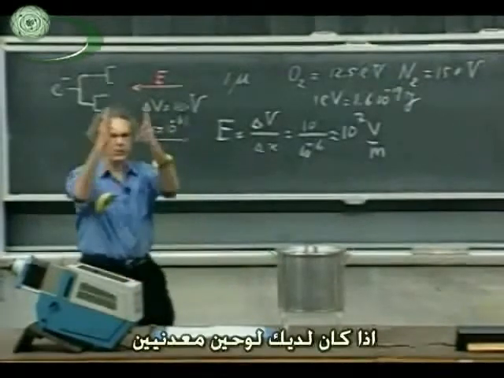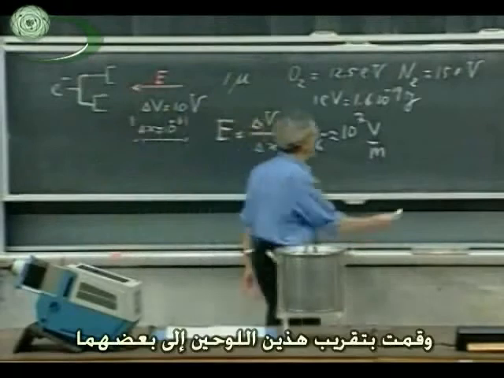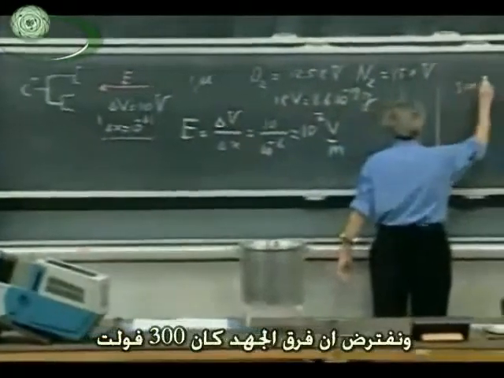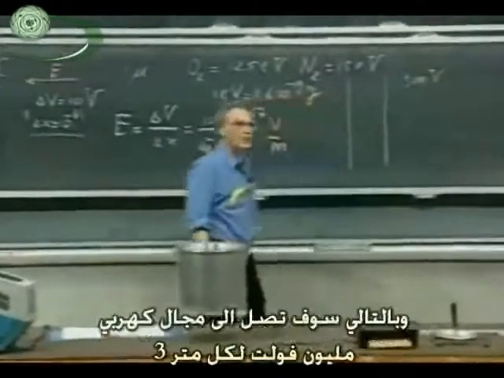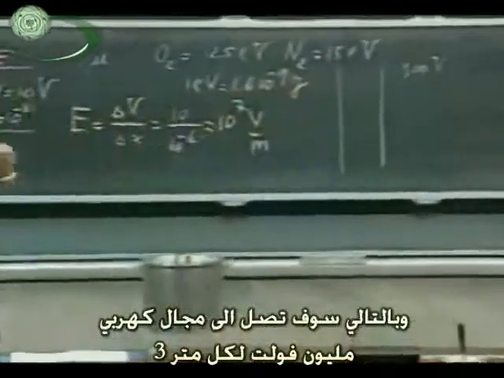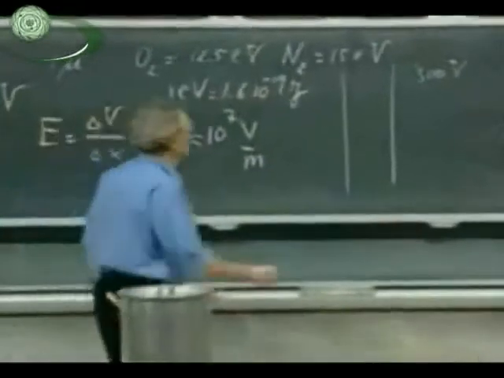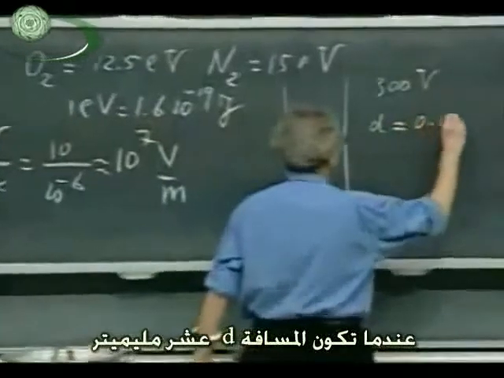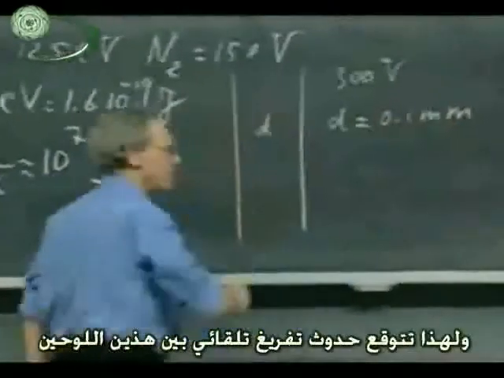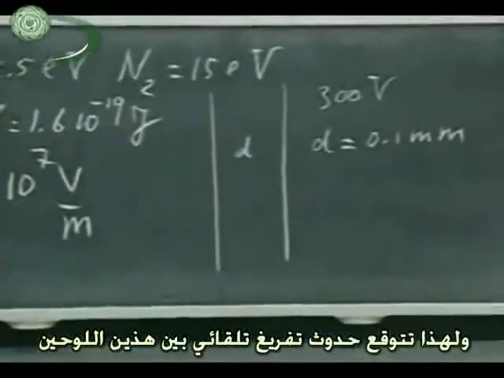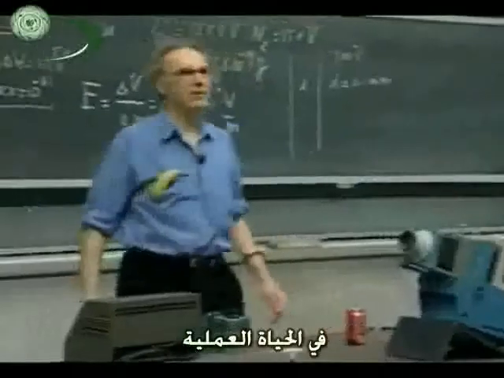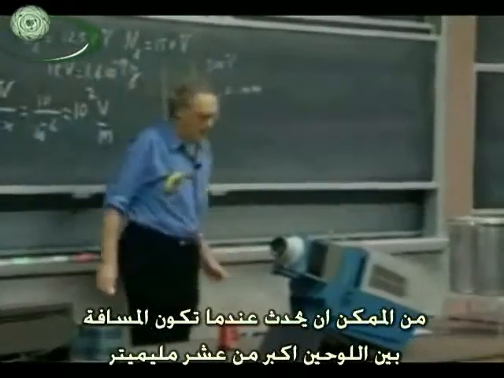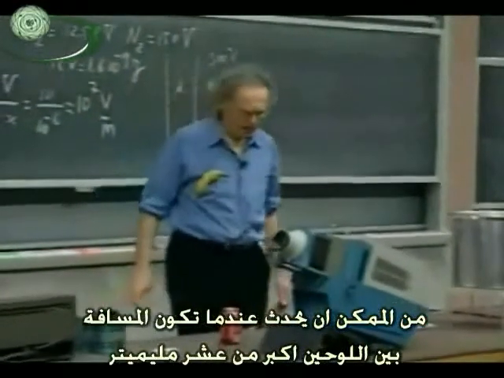If you had 2 parallel plates, and you would bring those plates closely together, and suppose they had a potential difference of 300 volts, then you would reach an electric field of 3 million volts per meter when the distance d is about 1/10 of a millimeter. So that's when you expect spontaneous discharge between these two plates. In practice, however, it probably will happen when the plates are further apart than 1/10 of a millimeter.